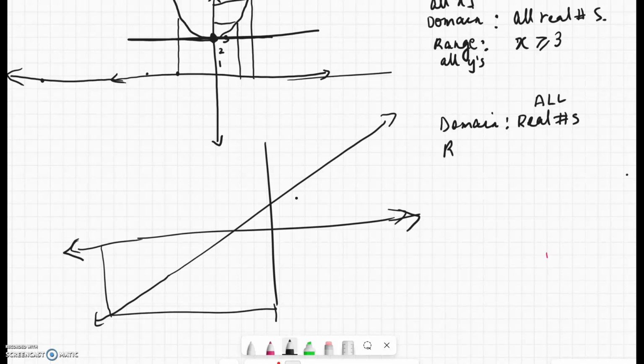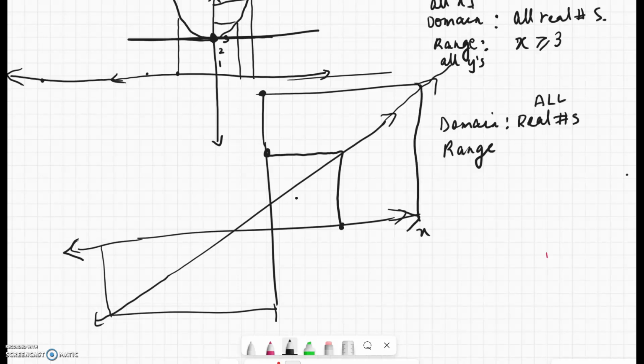And what's the range? All possible y's. So if I look at a y here, I know I'm going to find an x corresponding to it. If I look at a y further off and I know I can extend this graph, I can find an x corresponding to it. So the range is also all real numbers.